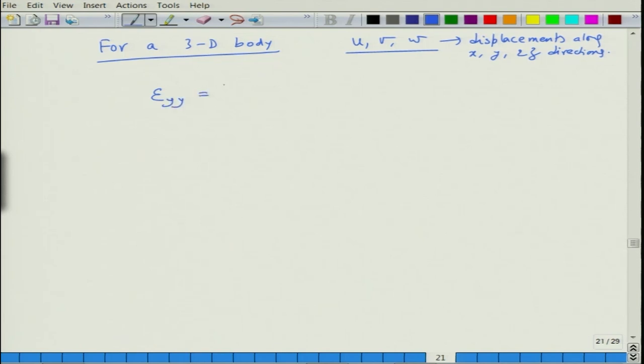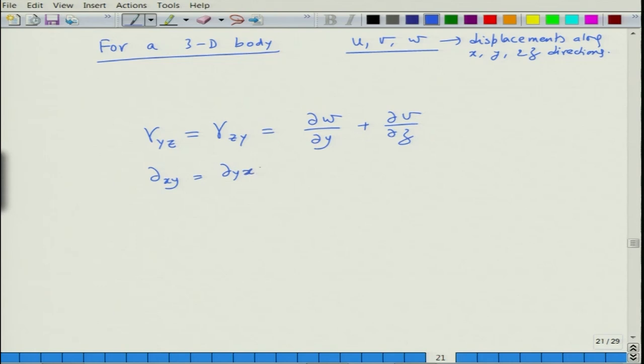So, if you now write them, epsilon y we know is equal to del v by del y. So, if I write gamma y z, we just need to worry about gamma y z. Gamma y z is equal to gamma z y. This is equal to del w divided by del y plus del v divided by del z. Similarly, I can write gamma x y which is equal to gamma y x. This is equal to del v divided by del x plus del u divided by del y.